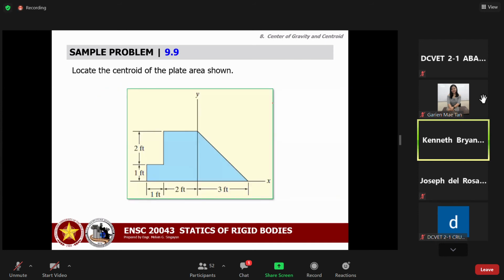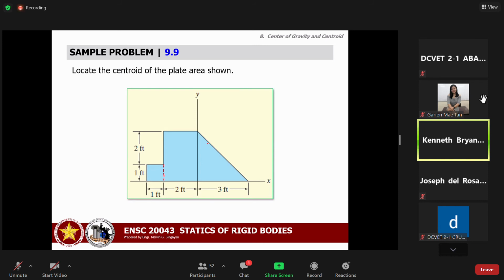Hello. Okay, next example: locate the centroid of the plate area shown. If I'm going to solve this problem, I will divide this into three composite parts. The first composite part is this square, the second composite part is this one, and the third composite part is this one. How you divide the composite body into composite parts will depend on your preference.